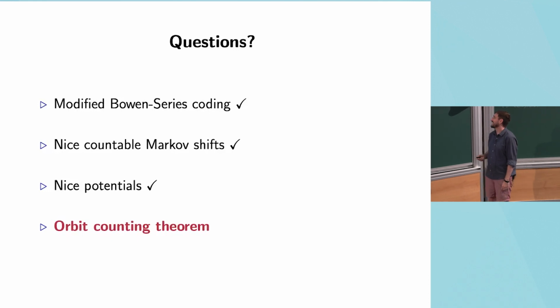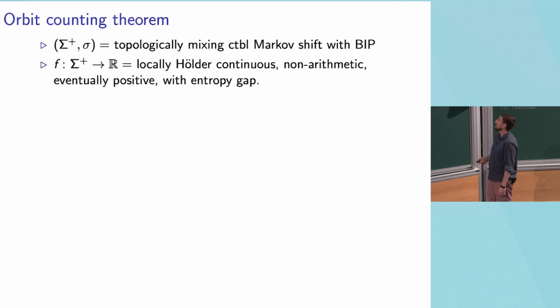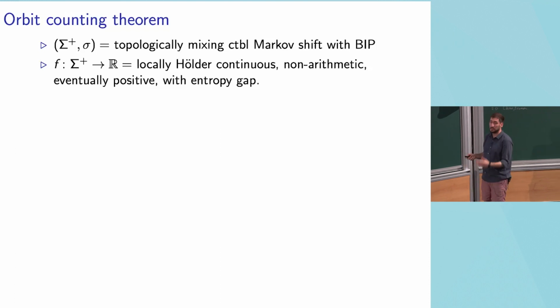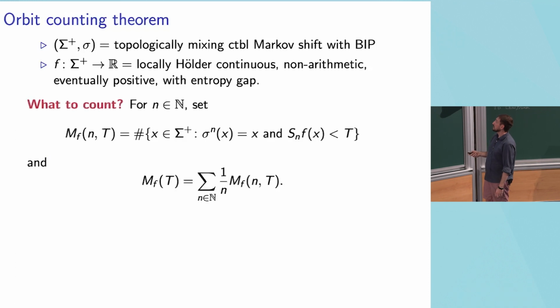All right. So we have all our objects. Maybe it's time to state the theorem. The theorem holds for all topologically mixing countable Markov shifts with BIP, and all locally Hölder continuous, non-arithmetic, eventually positive potentials with entropy gap. All these words we've seen. Think cusped Hitchin. And now we want to count.